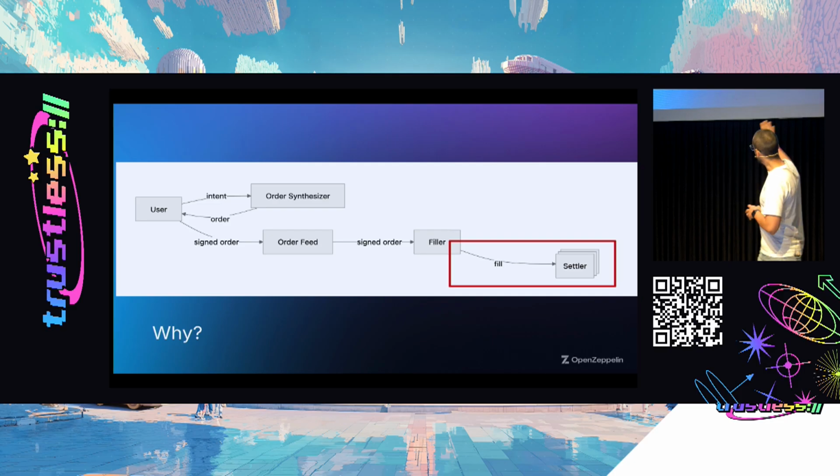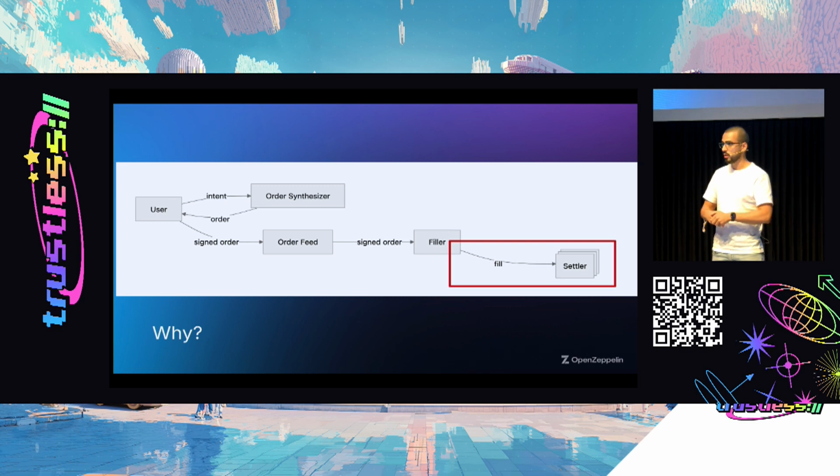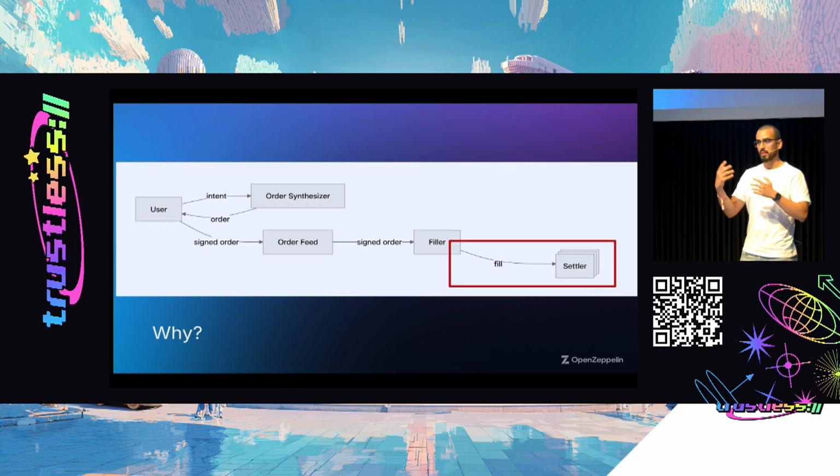So that is the last arrow that we see right there, the fill, in which the filler will interact with the intent protocol or the settler contracts of the intent protocol to give the user their assets and then to verify that they did that and then get paid and so on.